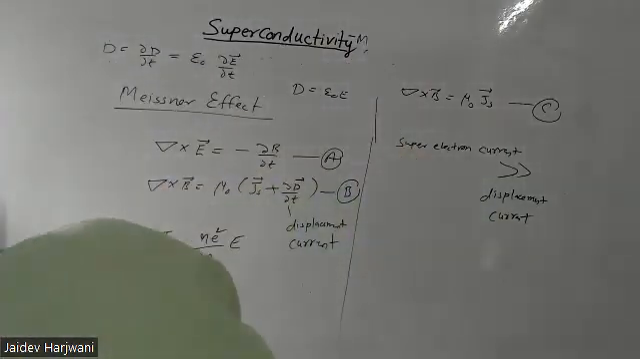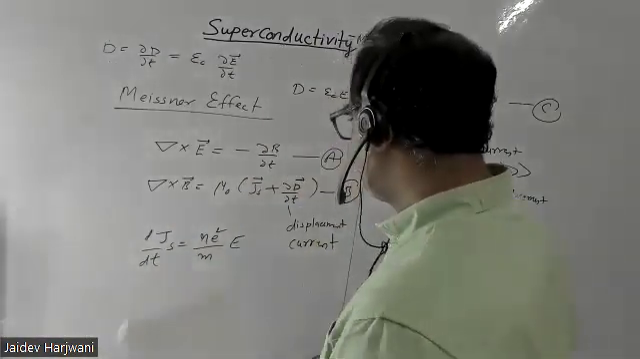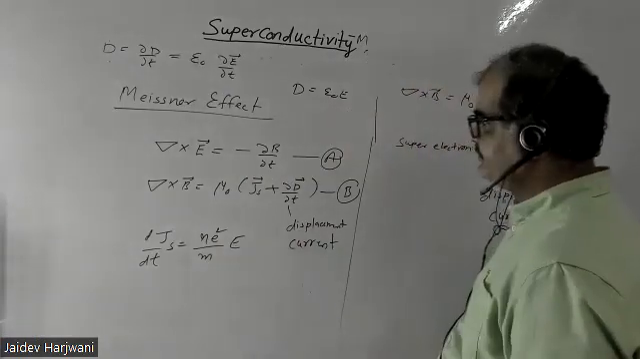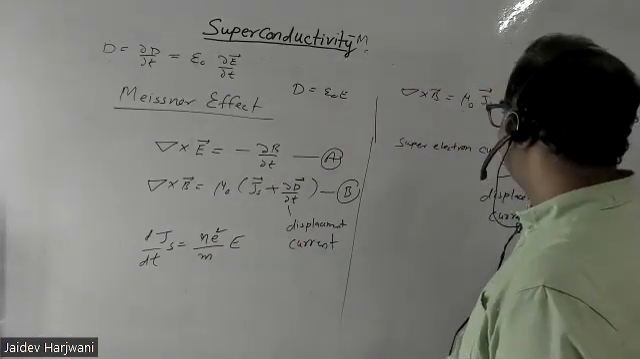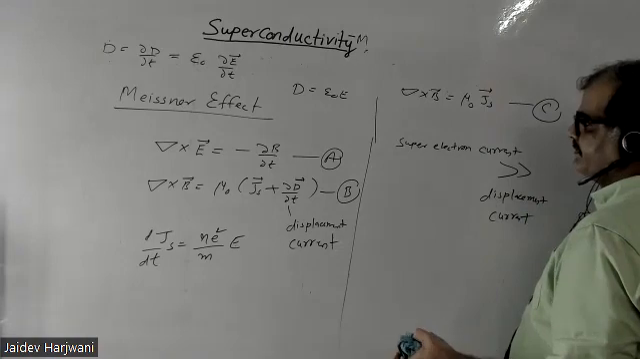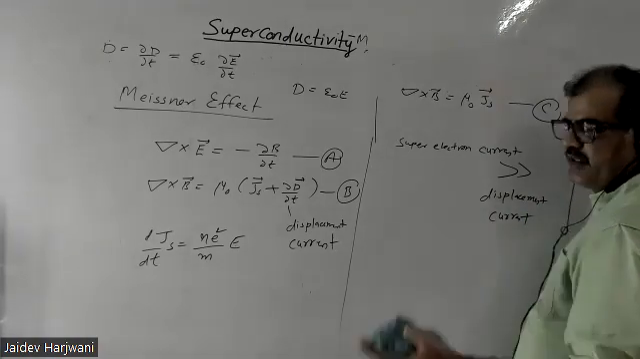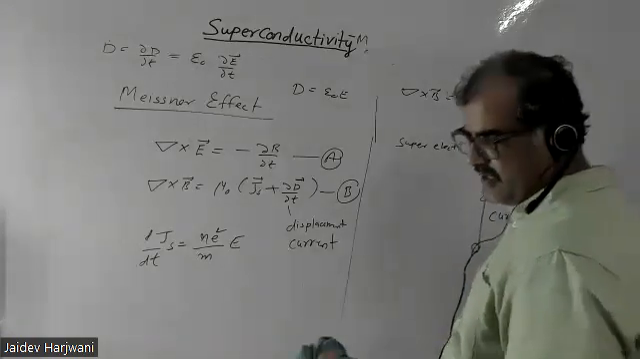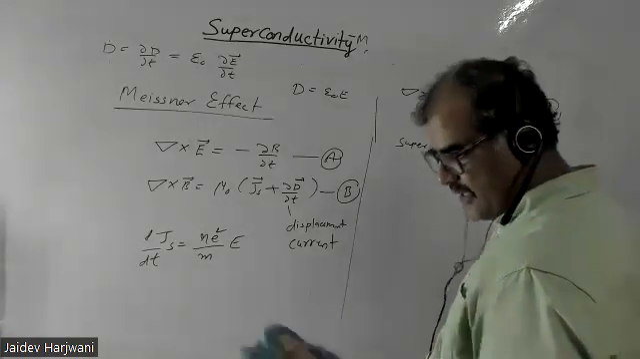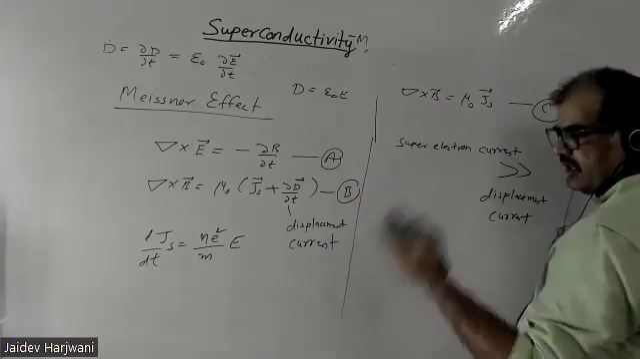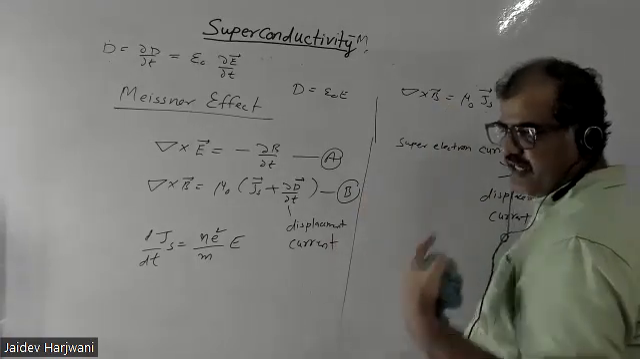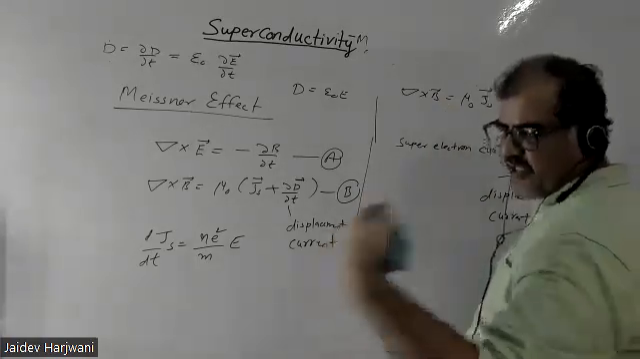Sir, does super electron current mean the flow of electrons in the superconducting state? Whatever current is present in the superconducting state is called super electron current. At low temperature, any current flowing is because of the super electrons.